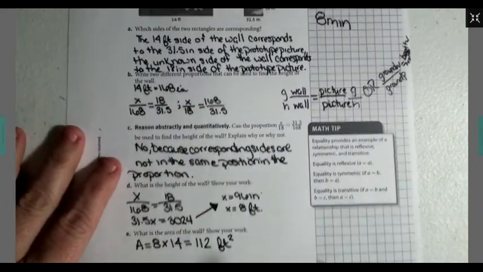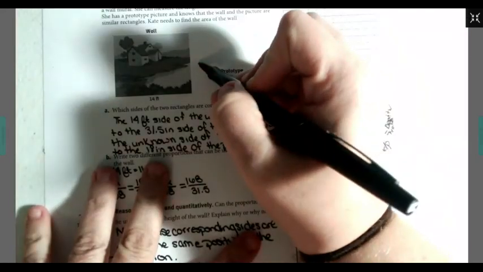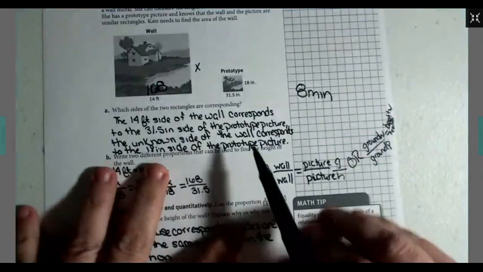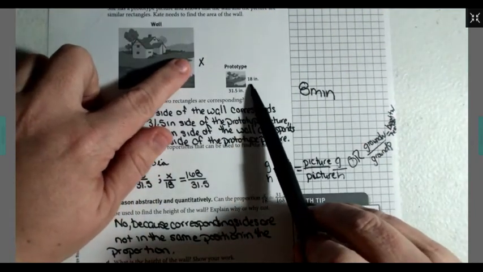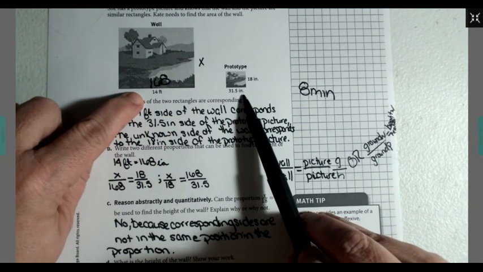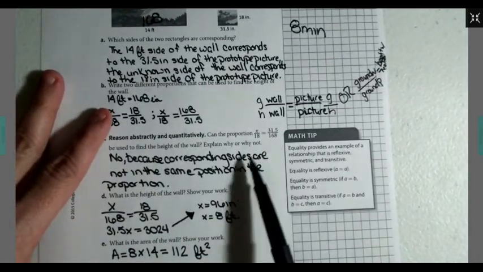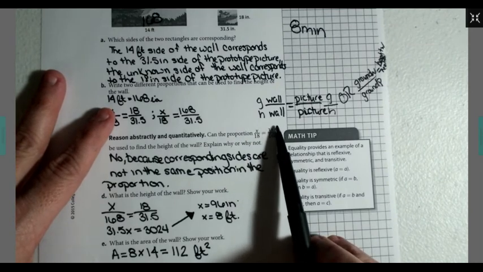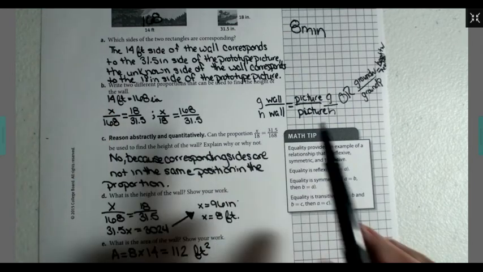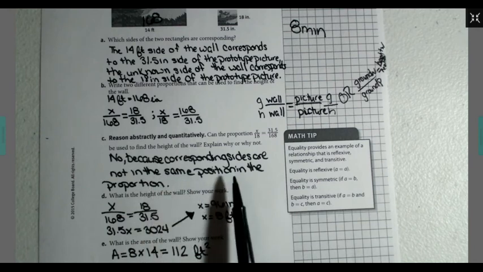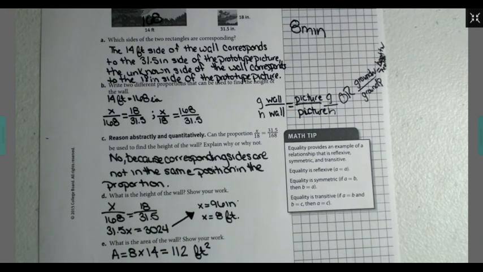Now it asks, could we not use, now we're calling this x, right? And remember that this bottom piece is 168. So could we not do x over 18 and then 31 and a half over 168? Why is that not acceptable? Because in the first one, we went from wall to picture, but here we went from picture to wall. You can't switch that up. So I said no because the corresponding sides are not in the same position of the proportion.